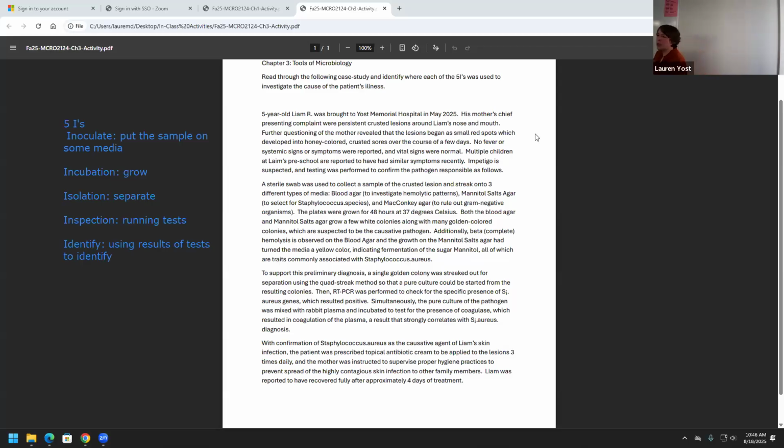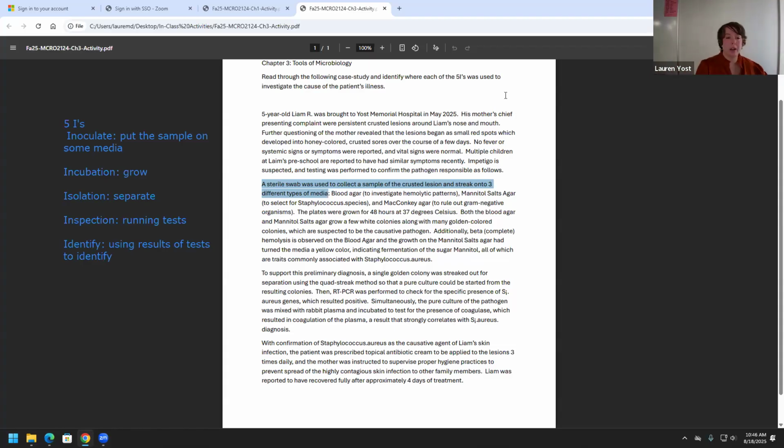Impetigo is a skin infection usually caused by Staphylococcus aureus or Streptococcus pyogenes, which we'll talk about in unit 4. But this is a bacterial disease, usually caused by Staph aureus. When little kids have that crustiness on their face, which happens a lot, that's impetigo. So we do a swab to collect a sample of the crusted lesion and streak it onto media. This is our inoculation step. The question is to read through this and identify where each of the 5 I's are. So this is inoculation, taking the swab and putting it onto media.